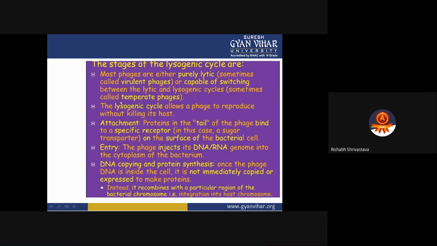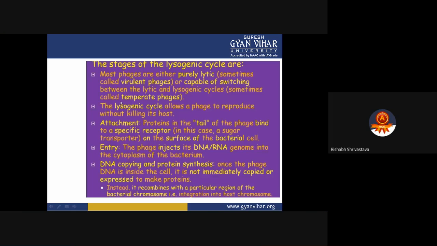Attachment is the first step. Here, proteins in the tail of the phage bind to specific receptors, in this case sugar transporters, which are available on the outer surface of the bacterial cell. For the entry of the phage, it is not the whole phage that enters; what it does is inject its genetic material into the cytoplasm of the bacterial cell.